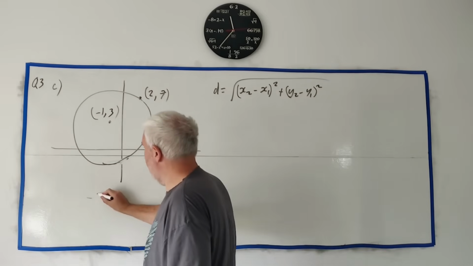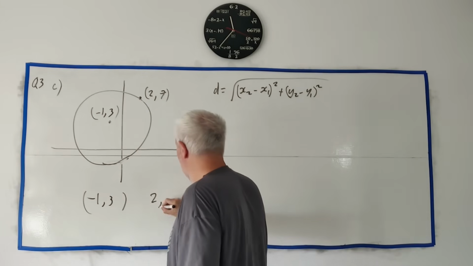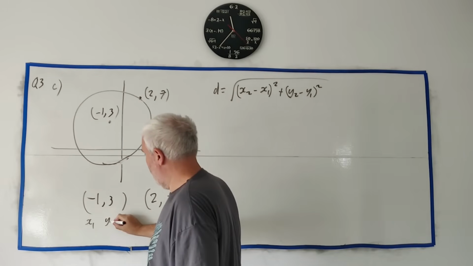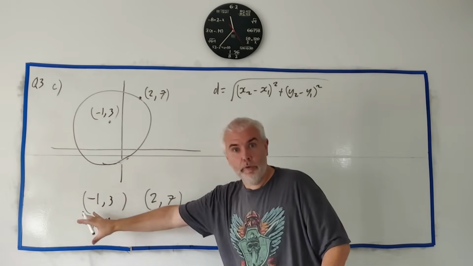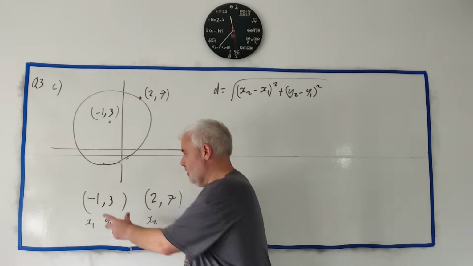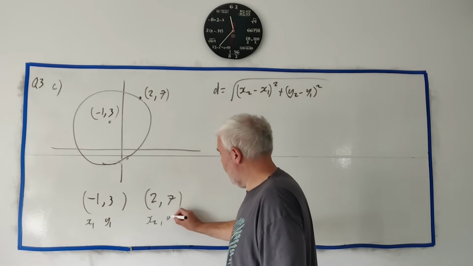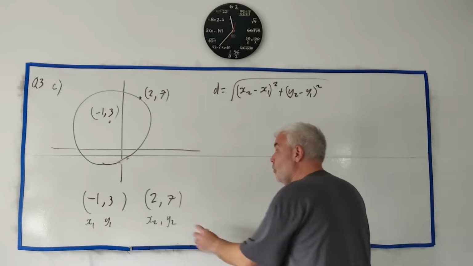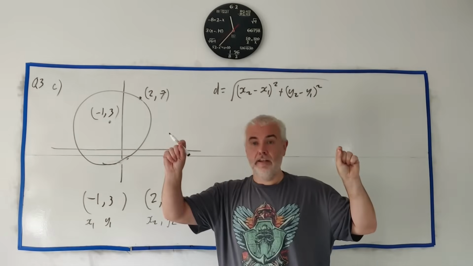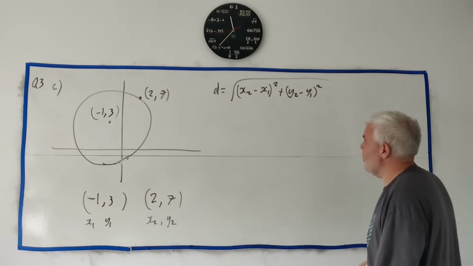Let me write these points again here. Minus 1, 3, 2, and 7. Let's call this one x1 and y1. So this is the 1 point. This is the 2 point. Obviously the first one has to be an x, the next one has to be a y. Sorry, x2 and y2. If you have these points the other way around, that's fine. The distance from here to here is the same as the distance from here to here. You will get the same answer.